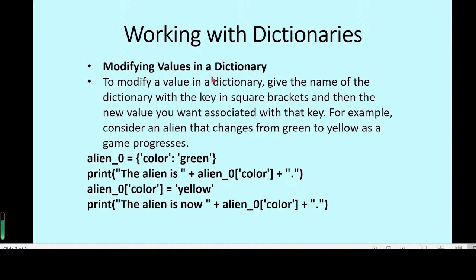You can modify values in a dictionary. To modify a value in a dictionary, give the name of the dictionary with the key in square brackets and then the new value you want associated with that key. So for example, consider an alien that changes from green to yellow as a game progresses. So we create a dictionary with only 1 key value pair, color is green. Then we can modify the value of this key color to yellow.